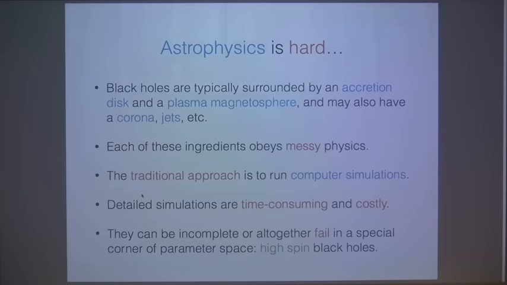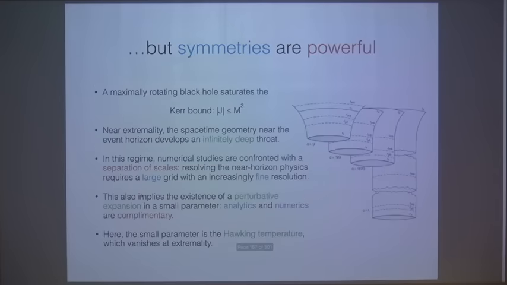So by high-spin black hole, I mean one which saturates this Kerr bound that says that the spin of a black hole cannot exceed its mass squared. When a black hole saturates the bound, it's extremal, and the space-time geometry near the event horizon develops an infinitely deep throat. And so in this regime, numerical studies are confronted with the separation of scales, because resolving the near-horizon physics requires a large grid with an increasingly fine resolution.